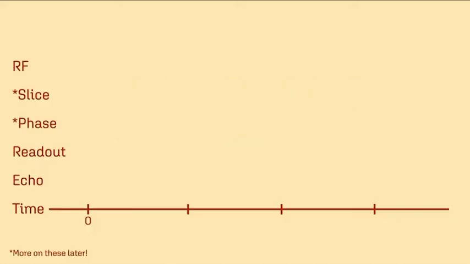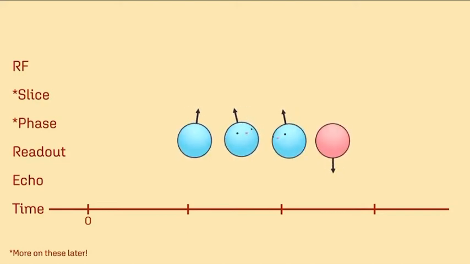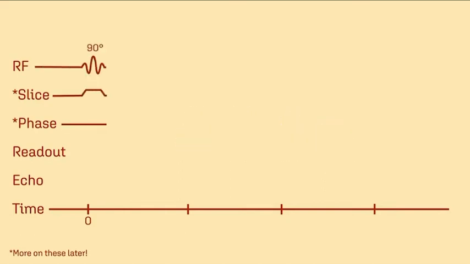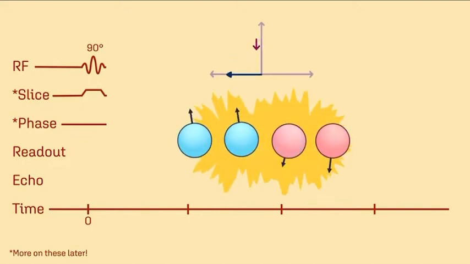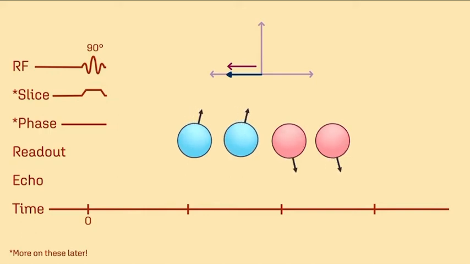We can use universal diagrams to depict what happens with specific MR sequences. Let's use one to recap the basic fast spin echo sequence that we've just discussed. Protons are aligned with the main magnetic field, B0, and are precessing randomly. A 90-degree RF pulse is applied, eliminating longitudinal magnetization and producing a transverse magnetization vector as protons precess in phase.